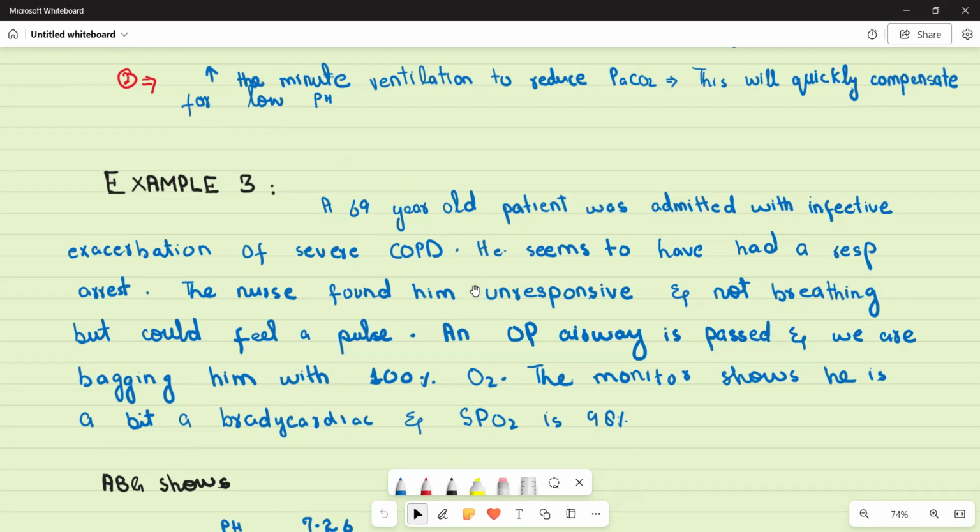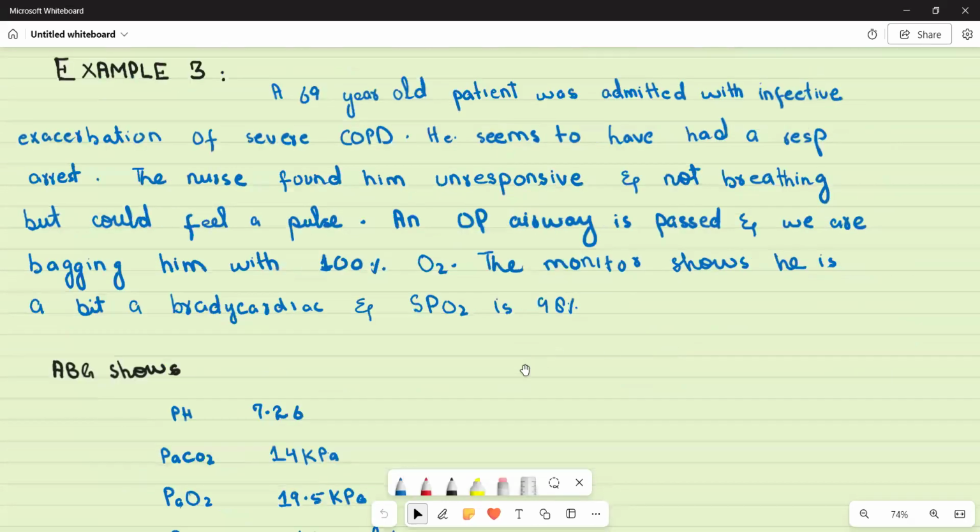The nurses found him unresponsive and not breathing, but they could feel a pulse. Okay, so it's not a cardiorespiratory arrest because there is still a pulse, but he's not breathing and he is unresponsive. An oropharyngeal airway was passed, and they were bagging him with 100% oxygen. Okay, so bag mask ventilation is going on. The monitor shows that he is a bit bradycardic, and the oxygen saturation is 98% on pulse oximetry.